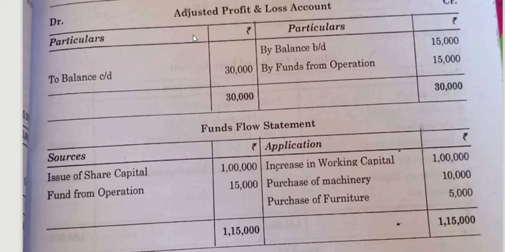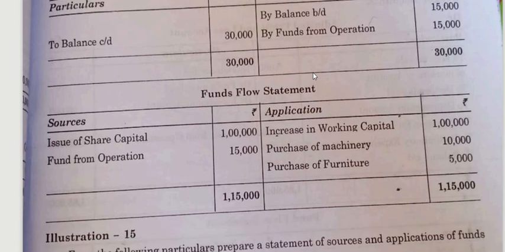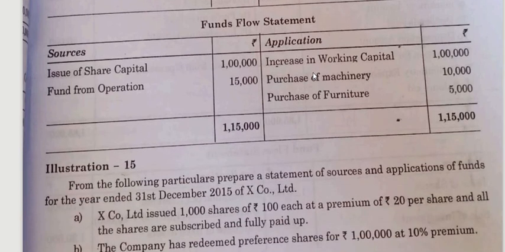So your third step will be adjusted profit and loss account. You have your opening and closing balance. By balance brought down 15,000, to balance carried down 30,000. There are no adjustments to be taken, so directly the balancing figure will be considered as by funds from operation 15,000. Fund flow statement: you start with issue of share capital.